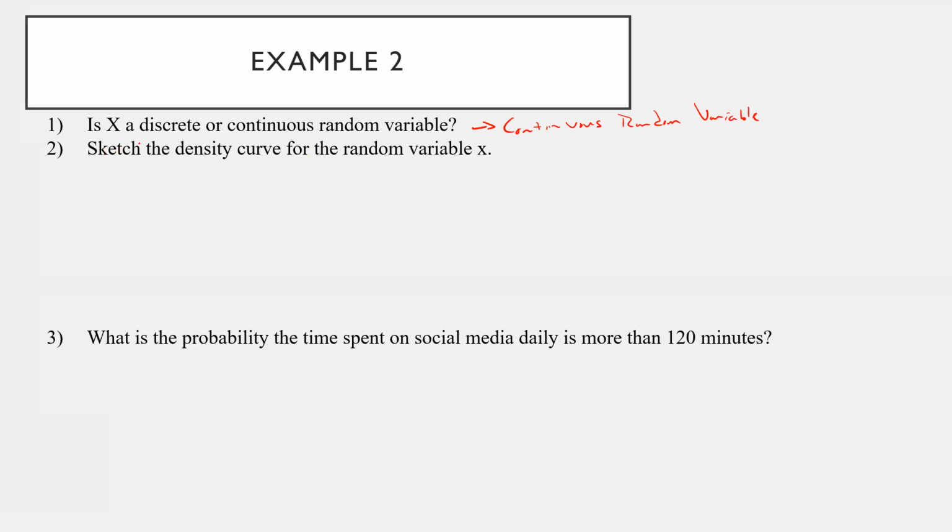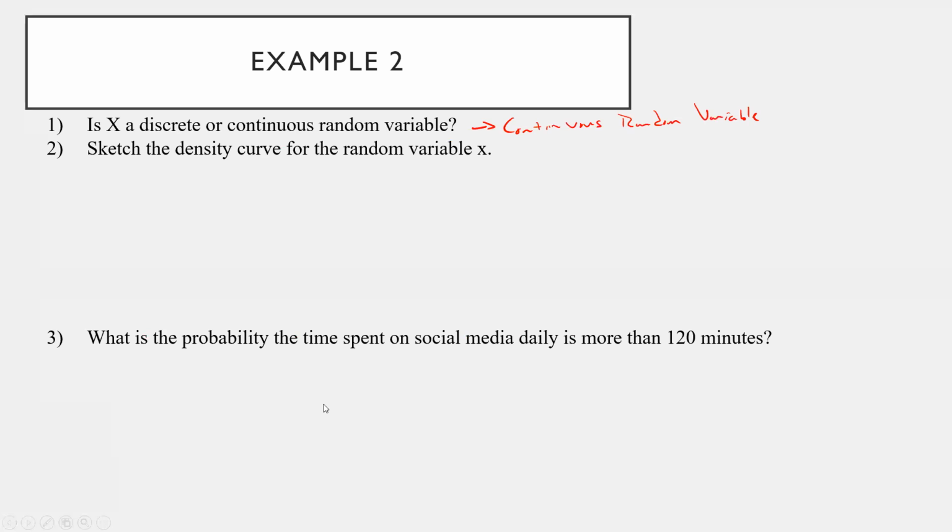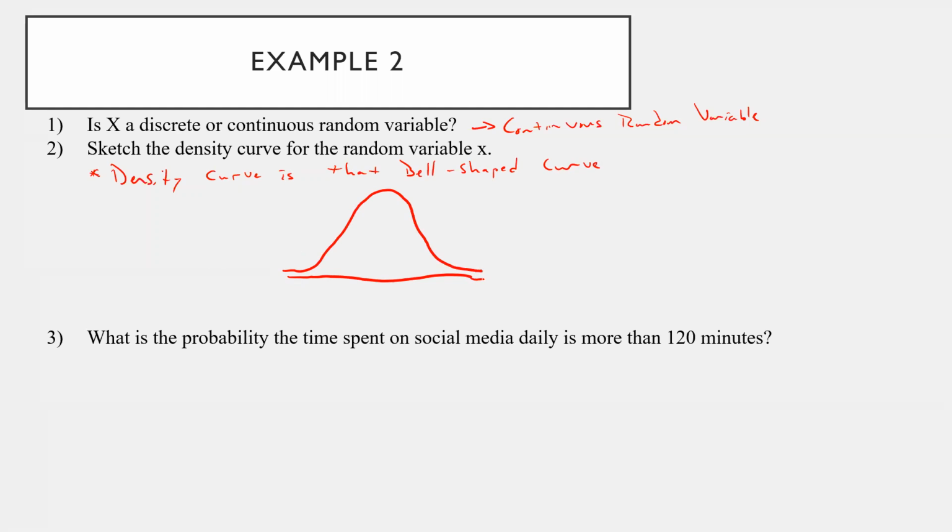All right, so the next question is going to be: sketch the density curve for the random variable X. Okay, so since we know going back that it's normally distributed, the density curve is that bell-shaped curve. So what you're going to do is draw this normal bell-shaped curve. Hey, that's a pretty good one. I drew a pretty good one today. Okay.